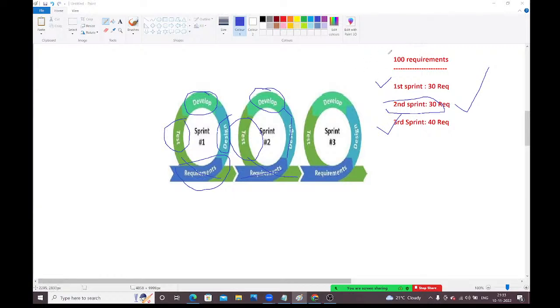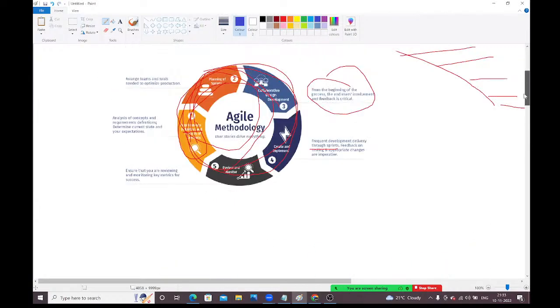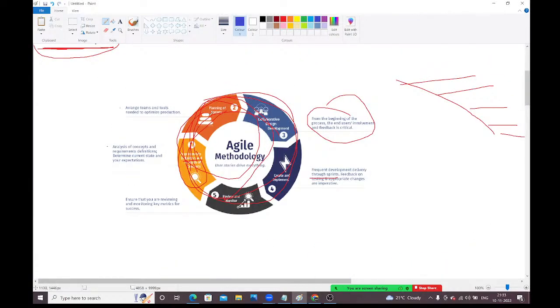We are dividing the requirement into multiple sprints like this. So the process of dividing the requirement into multiple phases is called sprint planning. See guys, in the previous diagram we have seen sprint planning. What is the planning of the sprint? The process of dividing the project into multiple sprints is called sprint planning.